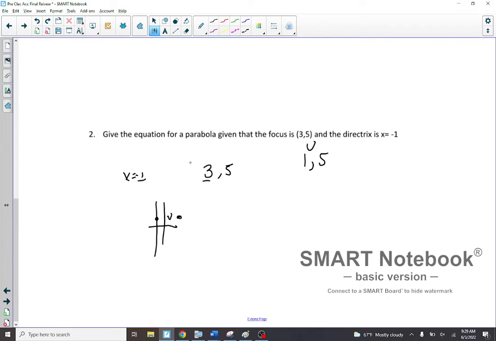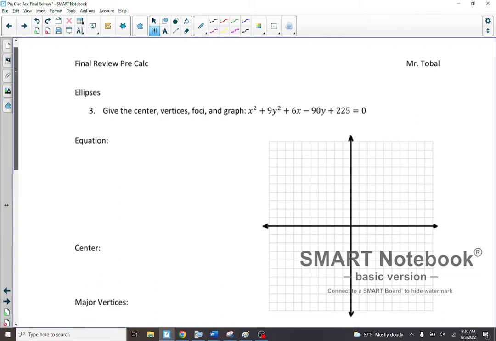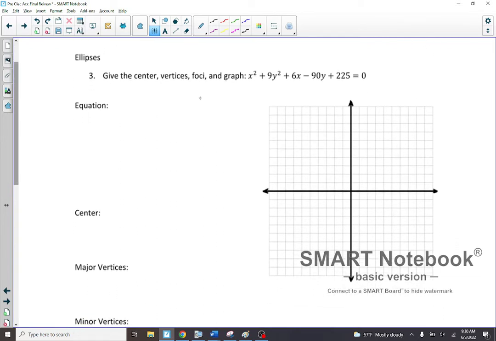And we can figure out the p-value because from 1, comma 5, this has a distance of 2. So p equals 2. And it's affecting the x, so I know it's going to be y. So y minus 5 squared equals 4p, 2 times 4, which is 8, times x minus 1. And again, I'm just going to go through this video fast because I have longer videos, so you want to look up the old ones for more details.